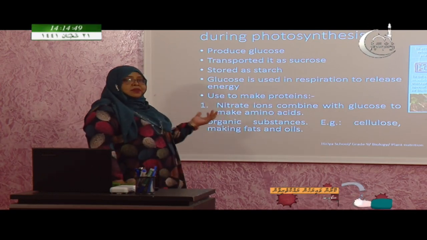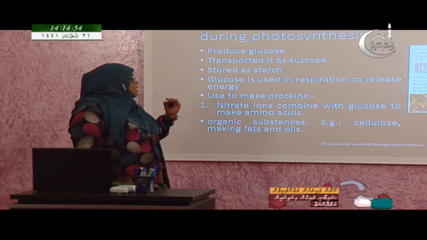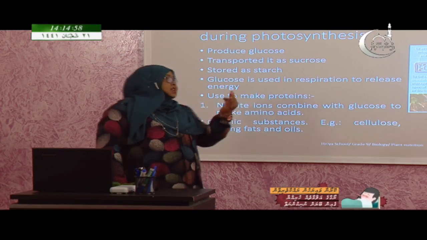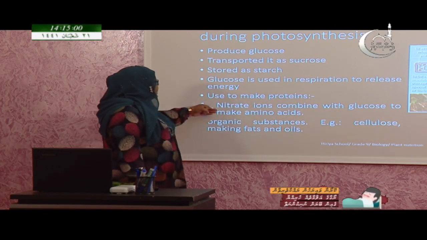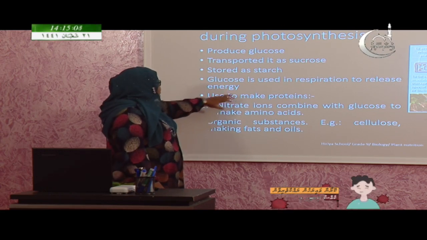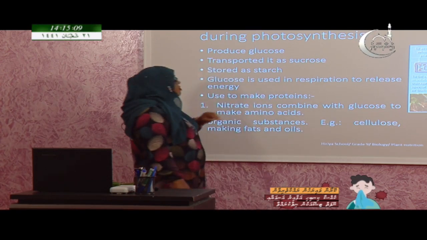So, how do they make proteins? Now, remember during the lesson we learned what are the elements found in carbohydrates? Carbon, hydrogen and oxygen. So, into this, nitrate ions are absorbed from the soil by the root hair, and these nitrate ions combine with the glucose which is manufactured during photosynthesis, and then they form protein.